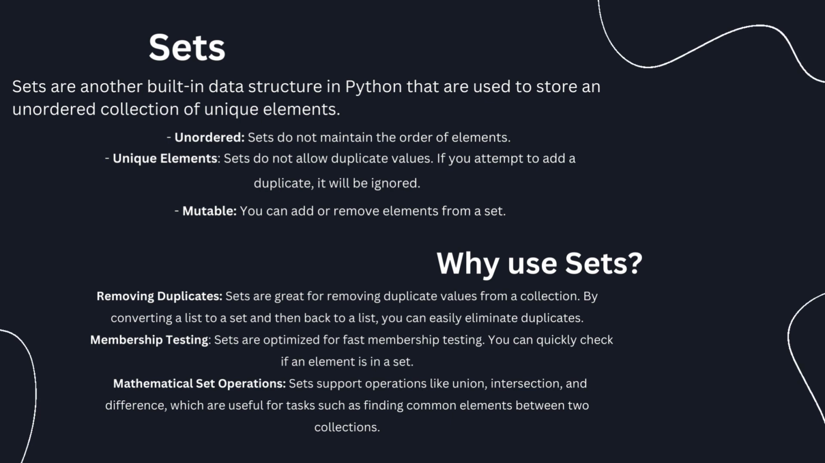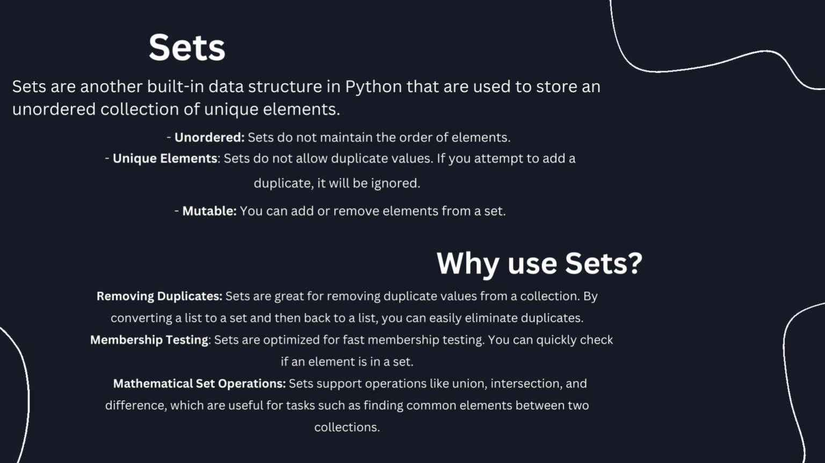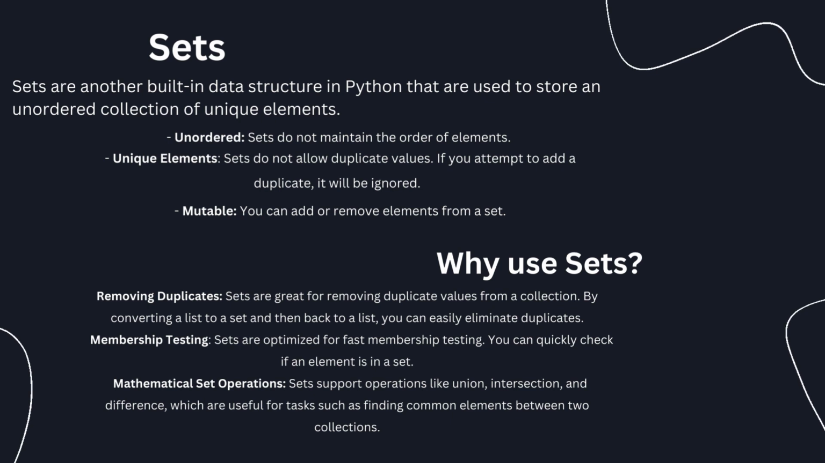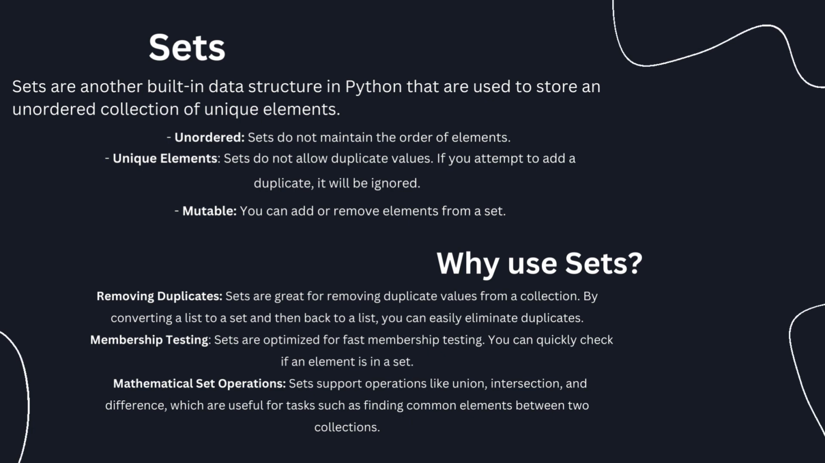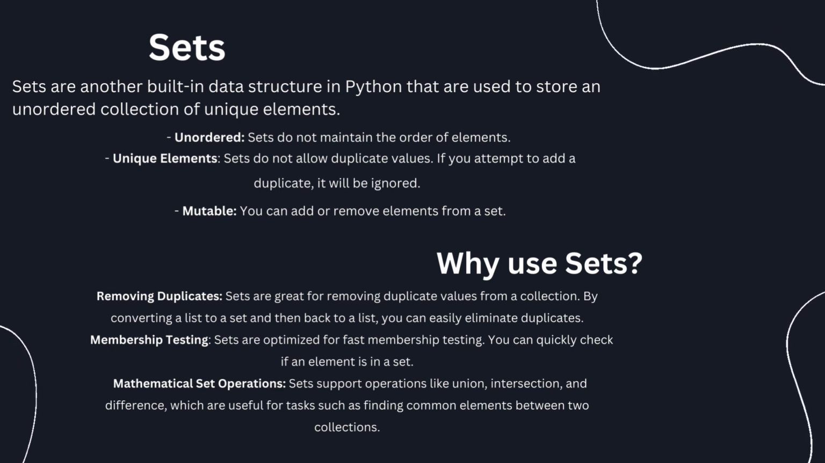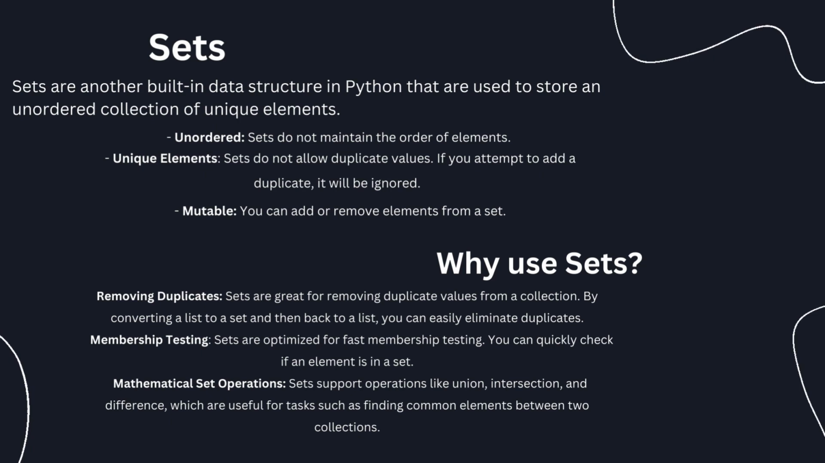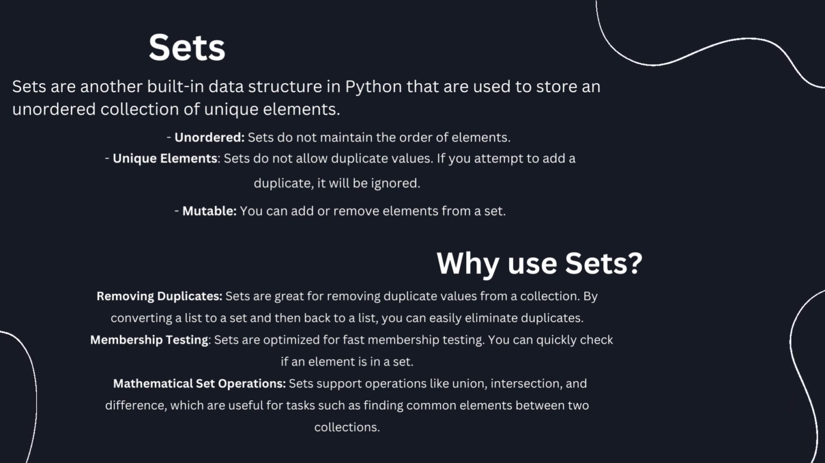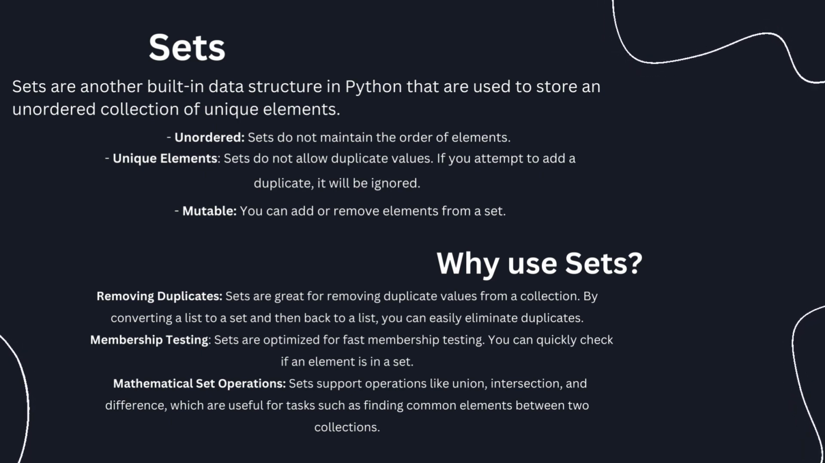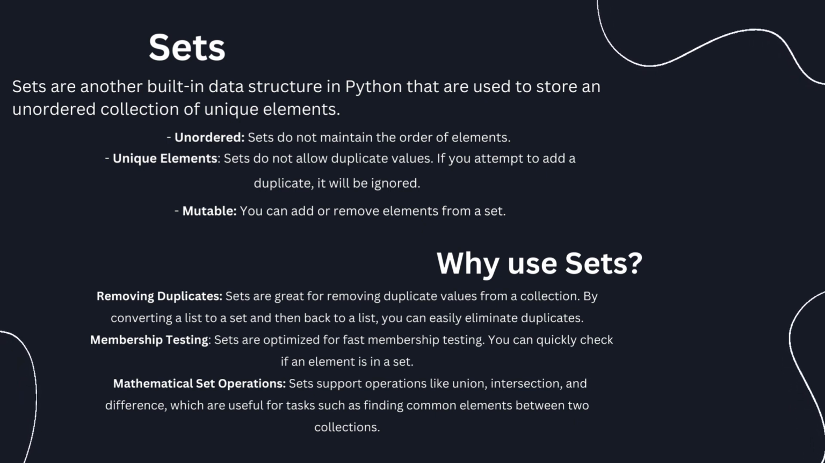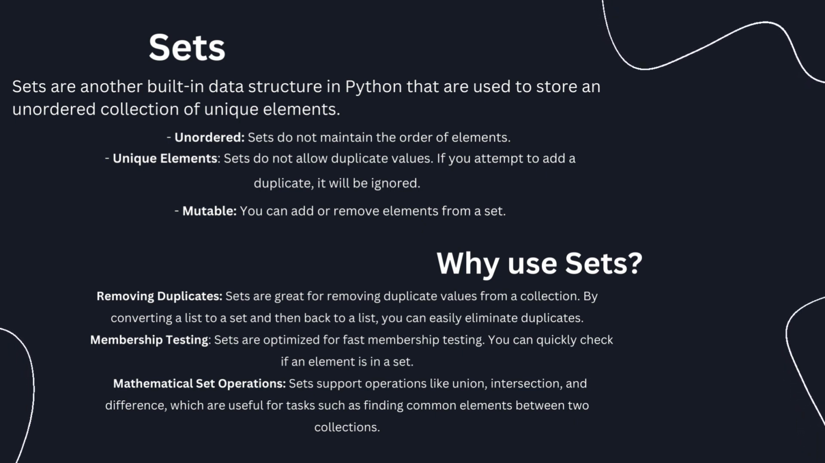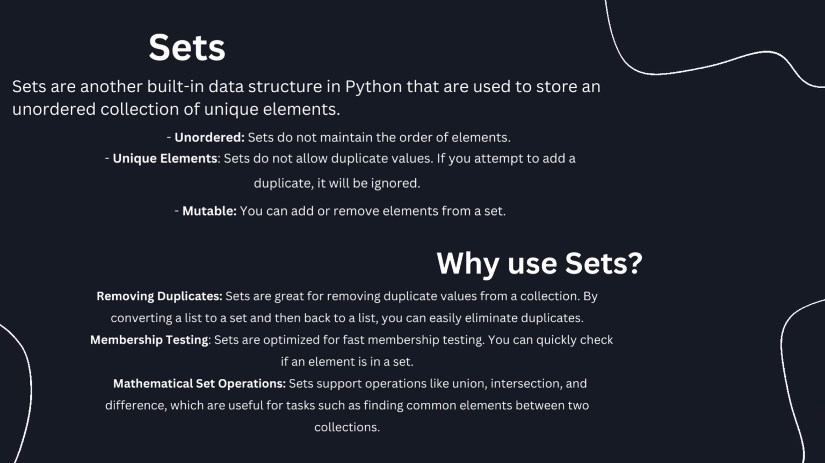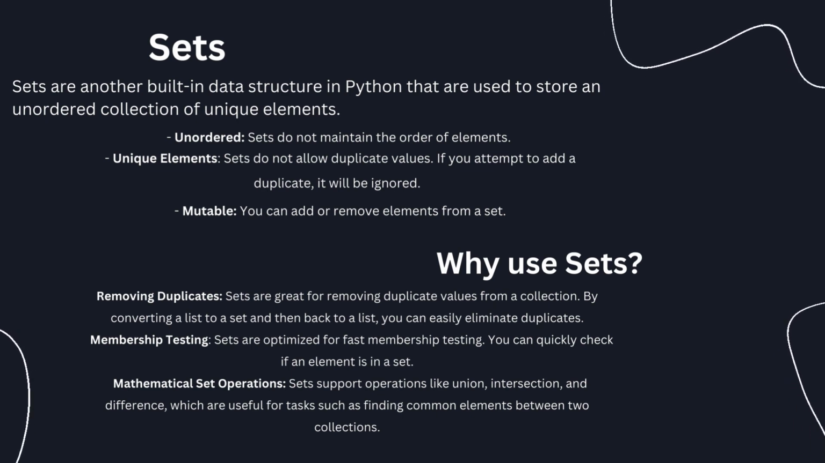All right, so we're going to move on to our final data structure. We're going to talk about sets. This is another built-in data structure in Python that is used to store an unordered collection of unique elements. Unordered means the sets do not maintain the order of elements. Some common characteristics of sets are that they have unique elements. They do not allow duplicate values. They're also mutable, so you can add or remove elements in a set. So why would we use a set? It's good when we need to remove duplicates, for membership testing, and for mathematical set operations. So I'm going to move on to an example of a set and then the explanation of this example.